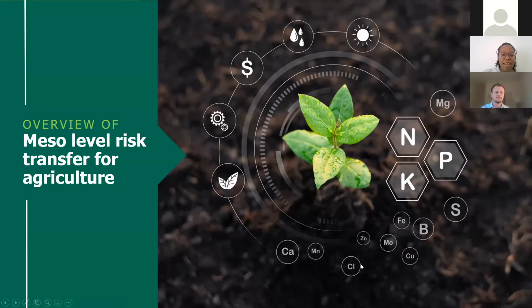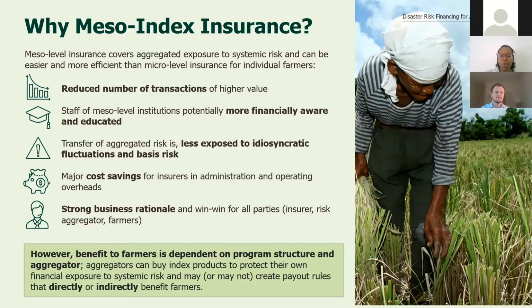So taking a deep dive into meso-level before I hand it over to my colleagues for the case studies. Next slide, please. This slide presents a rationale for why an organization would use meso-level index insurance. We've touched on these in terms of the benefits. Really, generally, we find institutions using meso index insurance to cover aggregated exposure to systematic risk in a way that is easier and more efficient than micro level insurance for individual farmers.